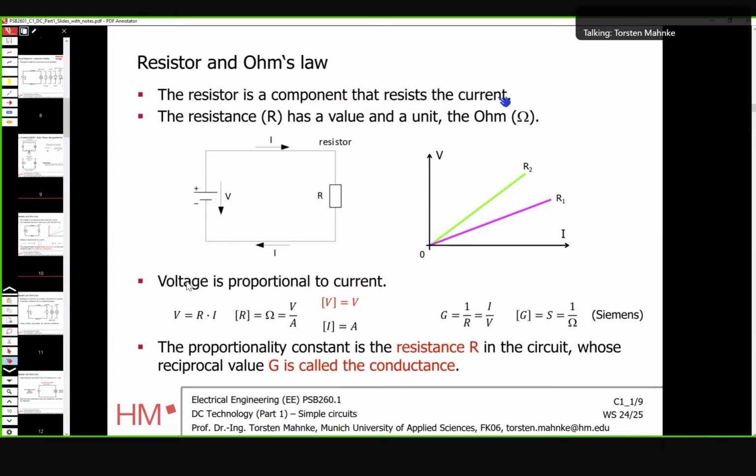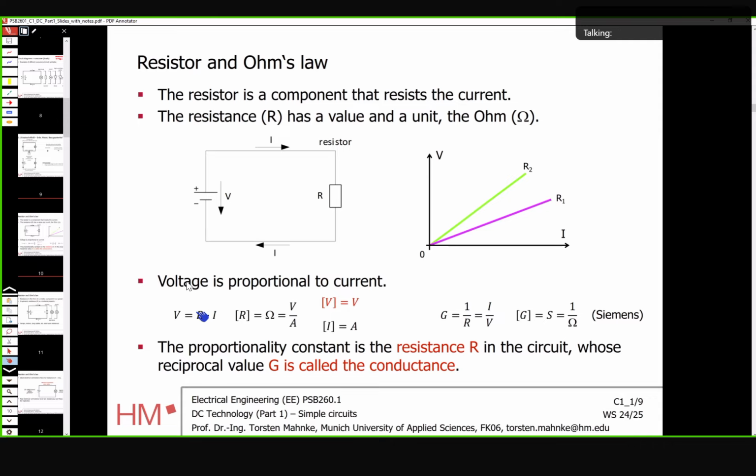How can I push a current through a resistor? Well, I connect a voltage to the two terminals of the resistor. A current will flow as a reaction to that. For one given voltage, the current will be higher when the resistor value is lower. And Mr. Ohm, Georg Simon Ohm, found out that for many materials, you can observe a proportionality between voltage and current. And the proportionality constant is the resistance, R. R is the common symbol for that.